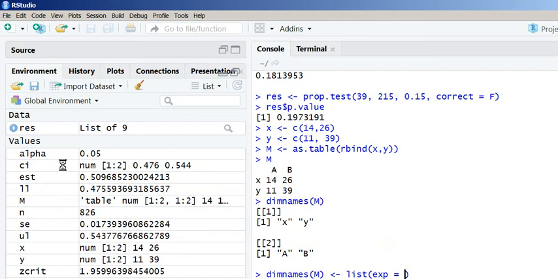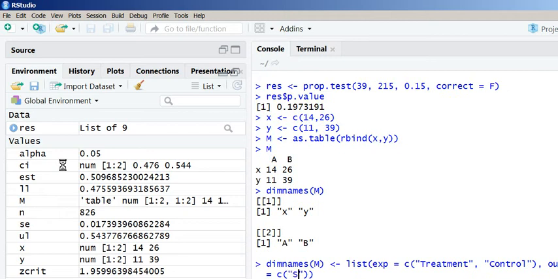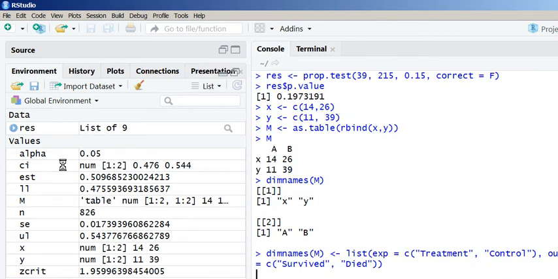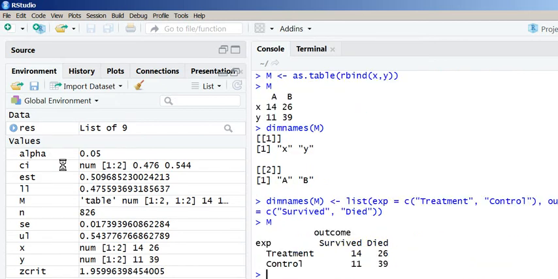I would like it to be treatment and control, and the second part is outcome, and that one is survived versus died. So now if I type m, it looks certainly nicer. So in the treatment, 14 survived, 26 died. In the control, 11 survived, 39 died.